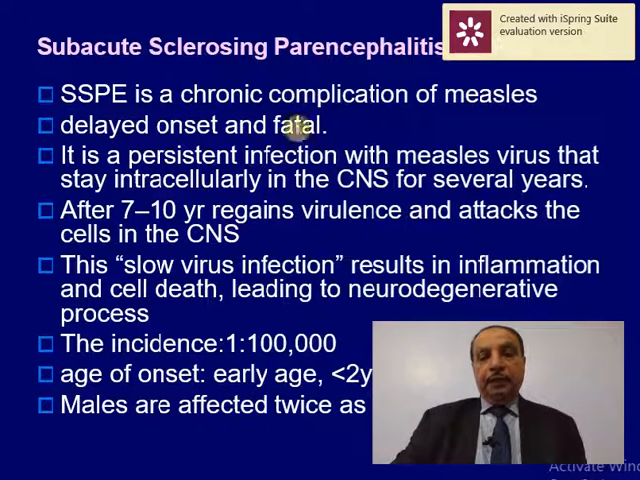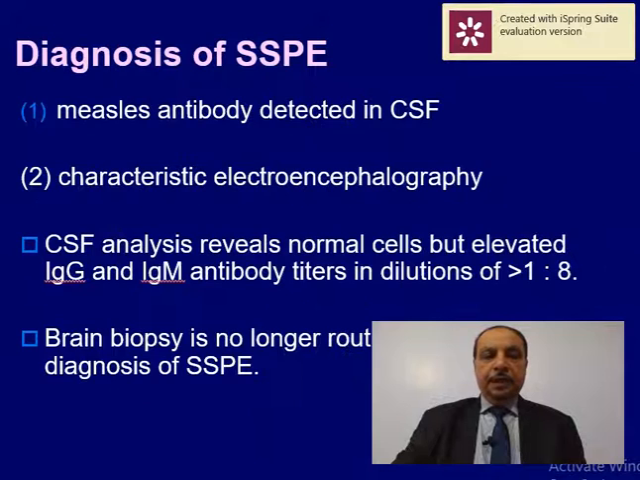Subacute sclerosing panencephalitis can occur; 50% of the cases will be in children below 2 years, and 75% of the cases will be below the age of 4 years. Males are affected twice as often as females.